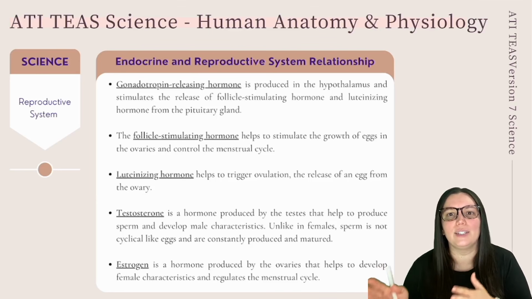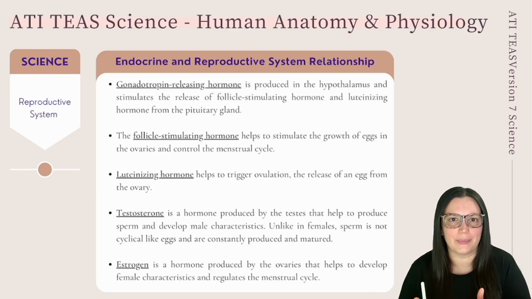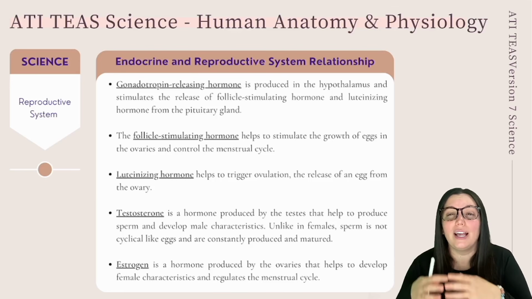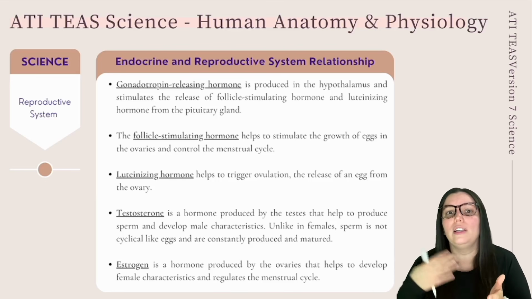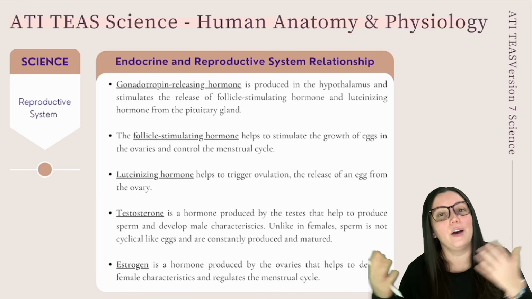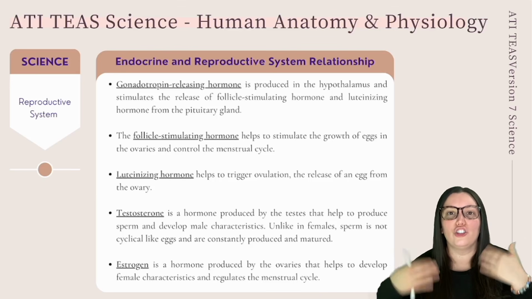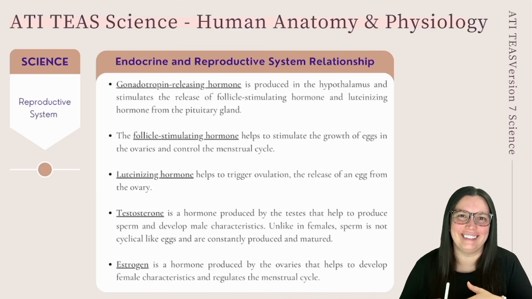The egg is then released from the ovary and travels down the fallopian tube to the uterus. If the egg is fertilized by sperm, then it will implant itself into the uterus and begin to grow. However, if the egg is not fertilized, then it will begin shedding during menstruation.